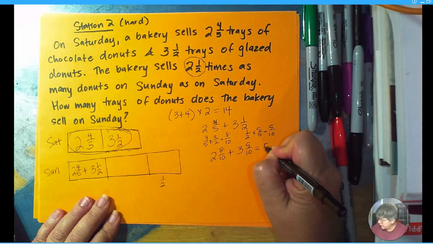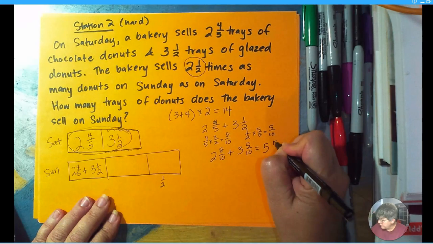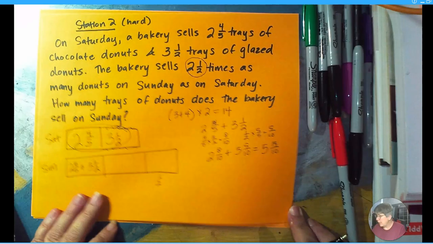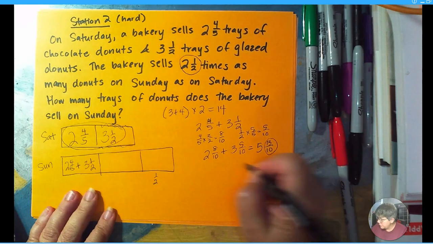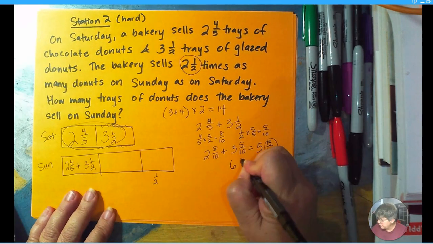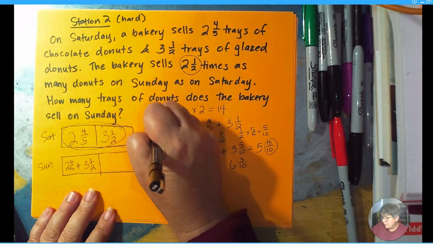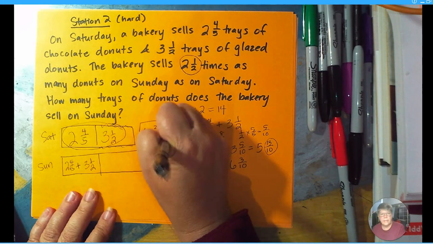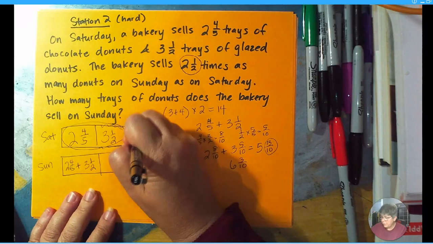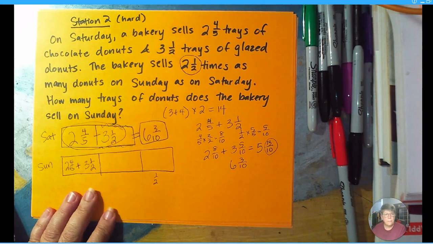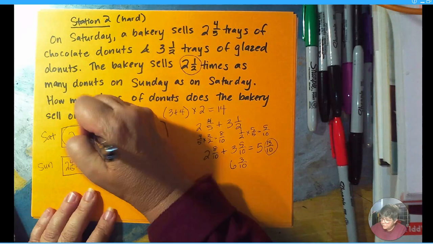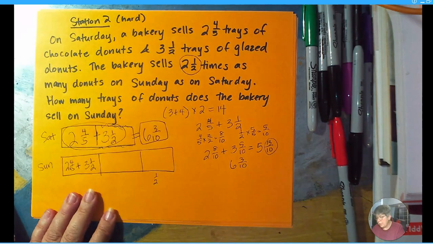That's 5 13/10. And 10/10 is the same as 1, so that's 6 3/10. Okay, so that means that on Saturday, they sell 6 3/10 trays of donuts. I'm just going to put that there since I added those two together. Okay, this is an addition sign. Okay, and then I need to find out 2 1/2 times of that.